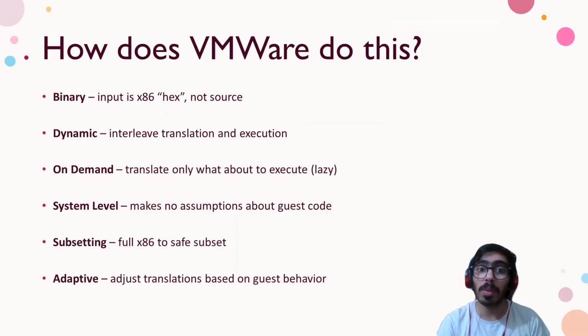So these are the techniques used by VMware. The input is x86 hexadecimal, not the source code, but the hexadecimal code. It's a form of binary. So now VMware will interleave the translation and will instead execute what needs to be executed to prevent traps. So you only translate when you need to execute. It's like Java, where it's just in time. You only execute what you need to execute to save hardware costs, to increase performance, etc.